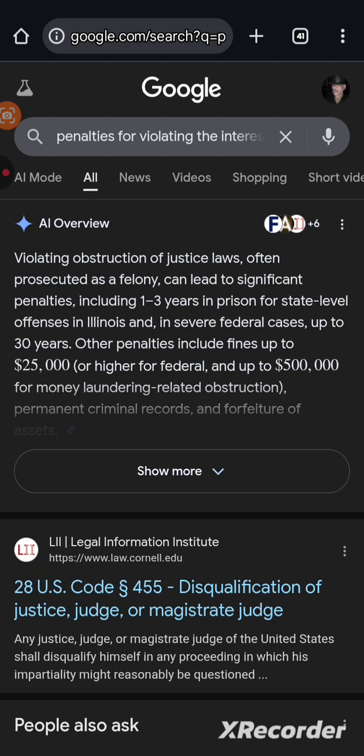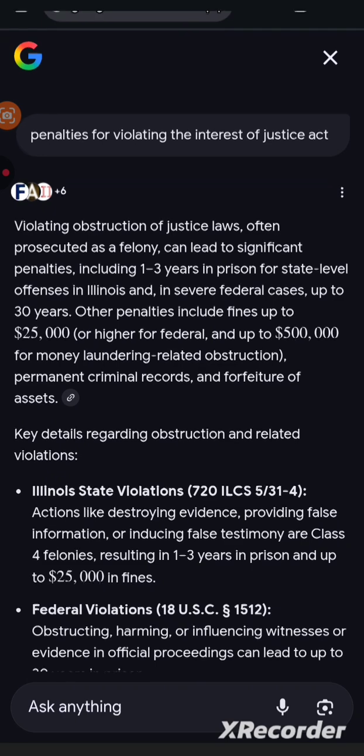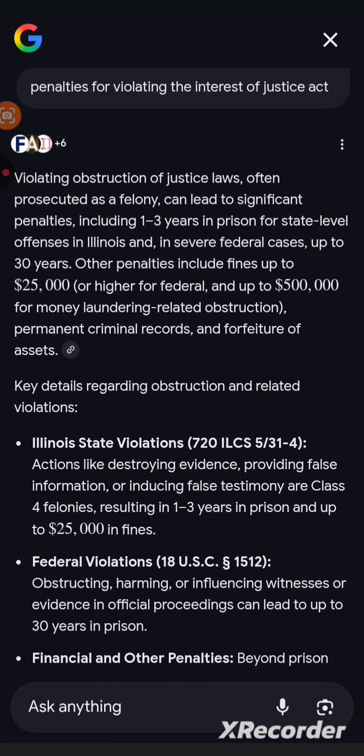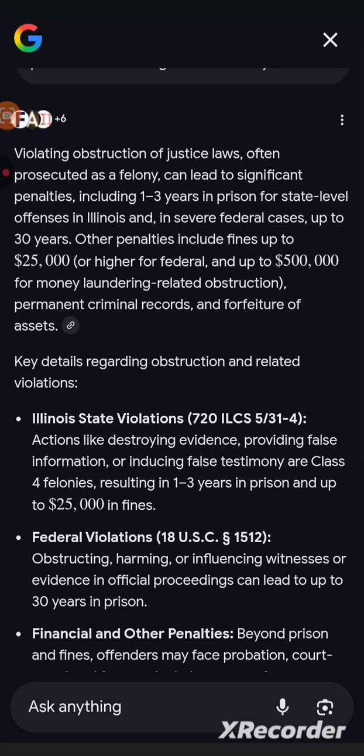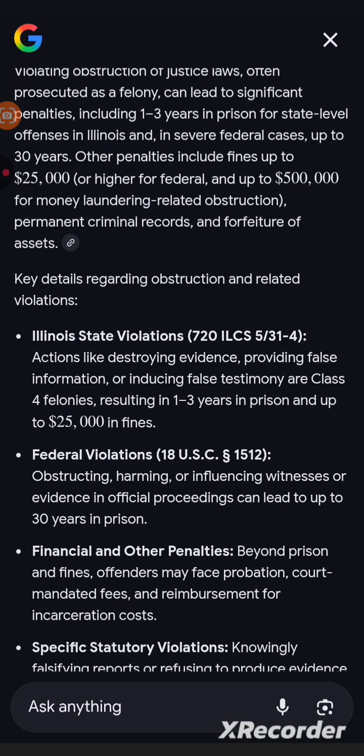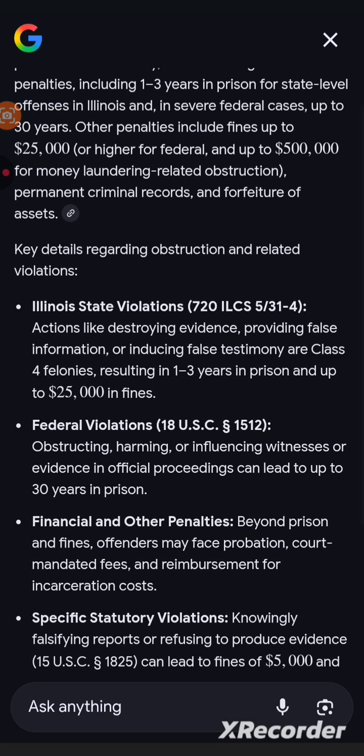Okay, so I put in penalties for violating the Interest of Justice Act. Obstruction of justice laws, often prosecuted as a felony, can lead to significant penalties, including 1 or 3 years for state-level offenses in Illinois, and federal cases up to 30 years. Other penalties include fines up to $25,000 or higher for federal, and up to $500,000 for money laundering-related obstruction, permanent criminal records, and forfeiture of assets.